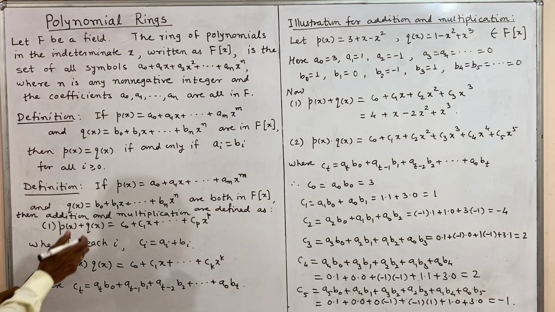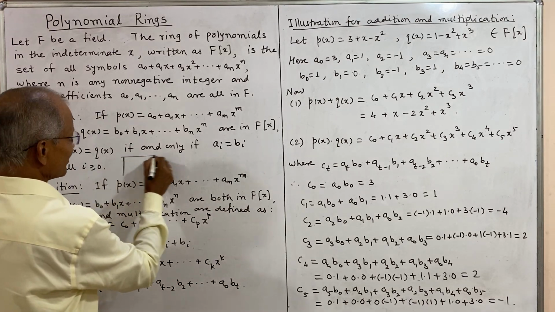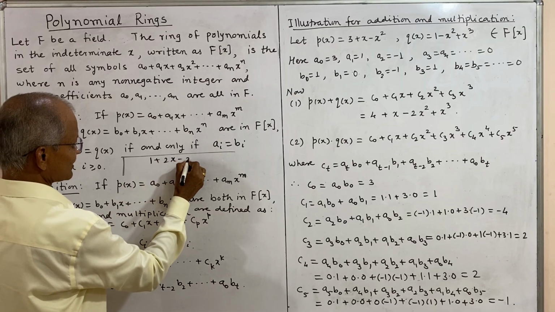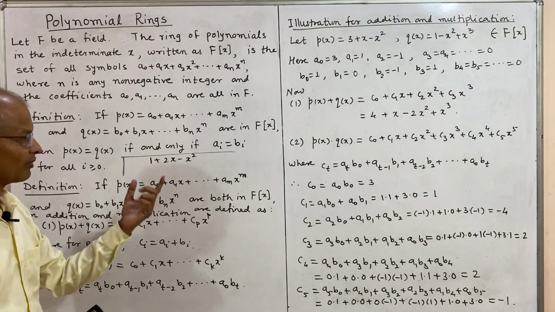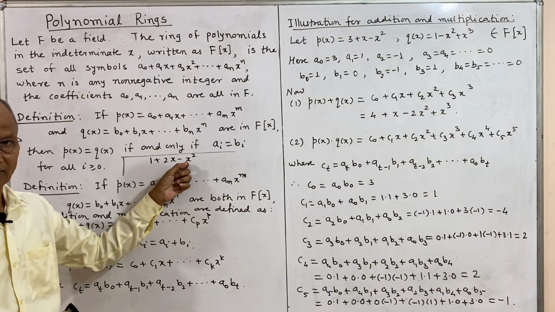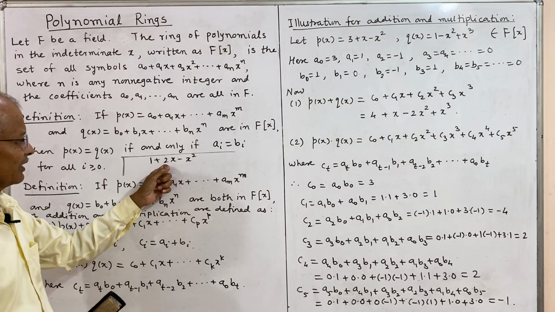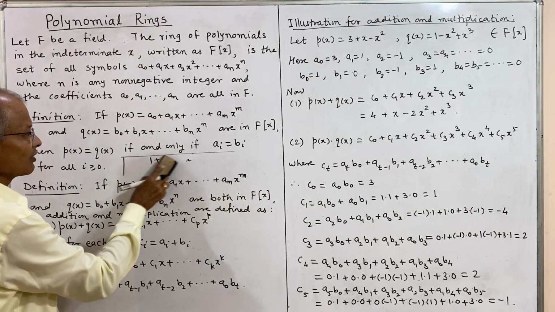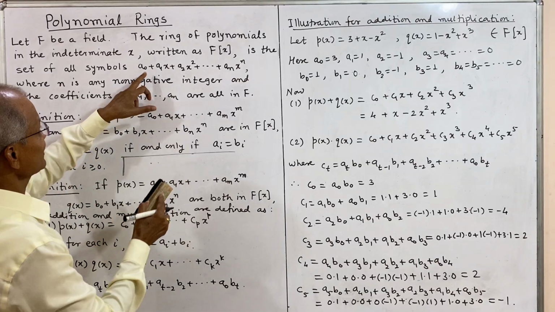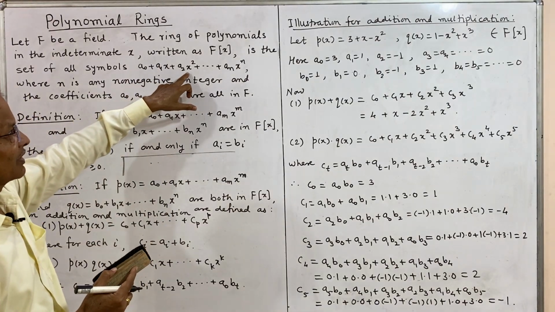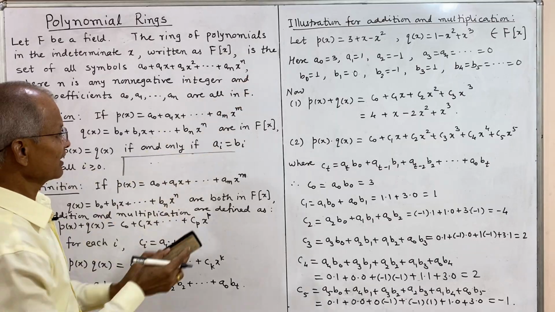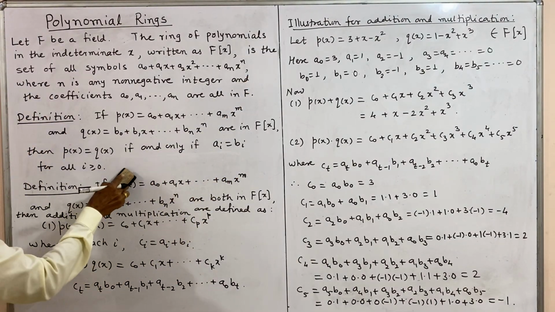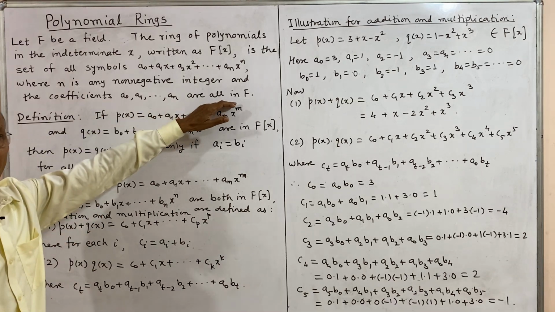We have studied earlier usual polynomials, say 1 plus 2x minus x square. This is a polynomial of second degree. Here a0 is 1, a1 is 2, and a2 is minus 1, etc. So in general it may be a polynomial of nth degree, and that is written a0 plus a1x plus a2x square and so on an x power n. So such a polynomial set is considered, and the coefficients are the elements of the field.